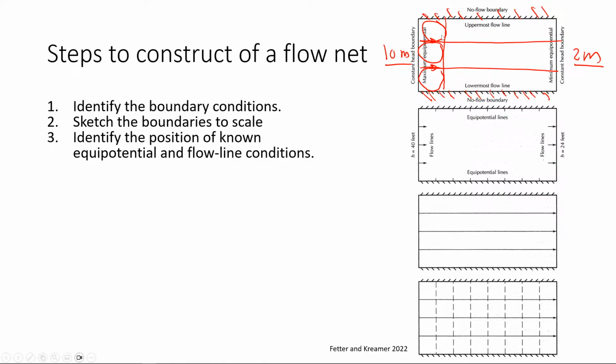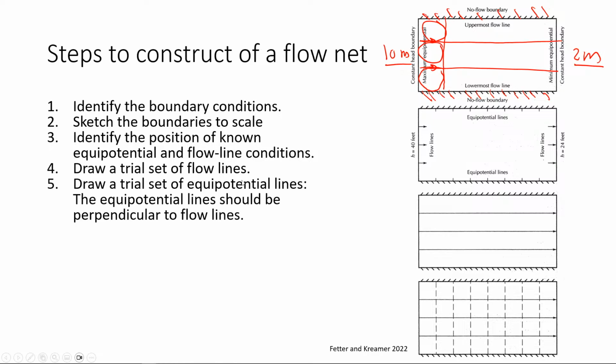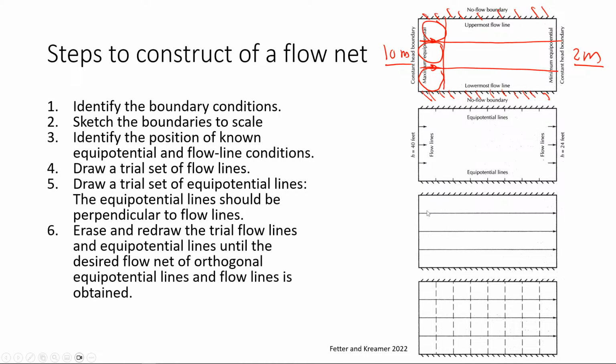Okay, so basically you draw your flow net: draw a set of flow lines, draw an initial trial set of equipotential lines. The equipotential lines should be perpendicular to the flow lines, and then erase and redraw until you make squares. That's what you're doing.